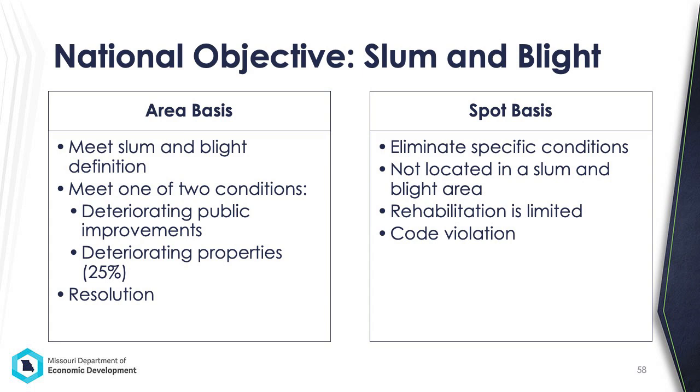Under spot basis, the activities must eliminate specific conditions of blight or physical decay on a spot basis. Rehabilitation is limited to the extent necessary to eliminate a specific condition detrimental to public health and safety. At the time of application, the applicant will be asked to provide documentation of the building code level of violation or applicable occupancy or habitability designation or code violation in a manner consistent with local ordinance. For both area basis and spot basis, documentation of the conditions that qualified the area at the time of designation, including photos or building surveys, must be submitted with the CDBG application.